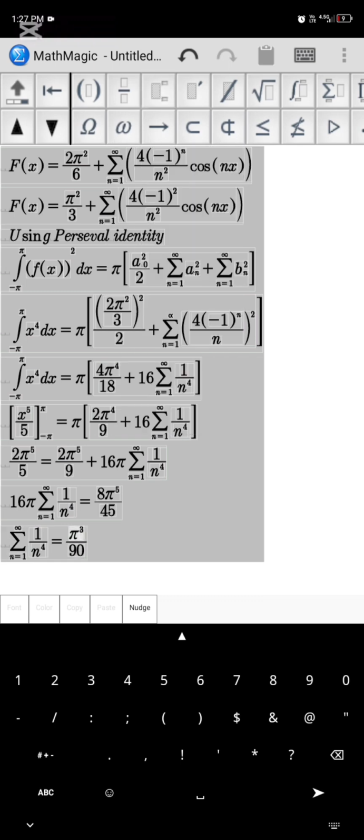So we've deduced the value for the summation of 1 over n raised to power 4 from 1 to infinity.